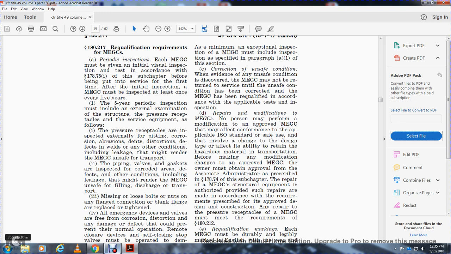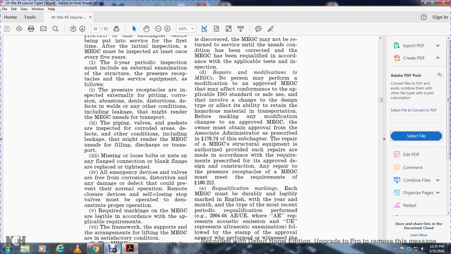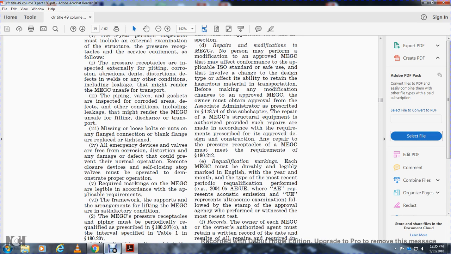Missing and loose bolts, nuts, or flange connections must be replaced or tightened. All emergency devices must be free from corrosion, distortion, or any damage or defect that could prevent normal operation of the remote closure device and self-closing stop valves, which must be operated to demonstrate proper operation. Required markings on the MEGC must be legible and in accordance with the applicable requirements of 7.6. The framework, supports, and arrangement for lifting the MEGC must be in satisfactory condition.